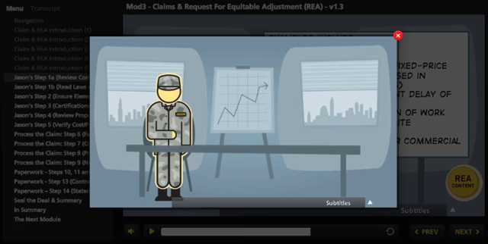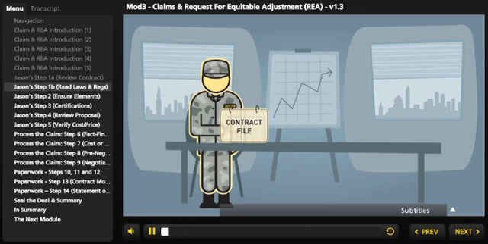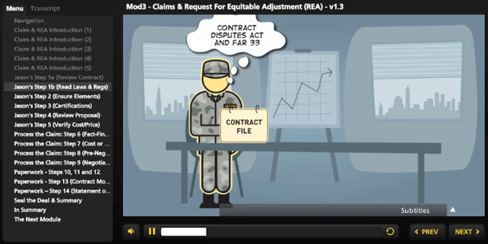Here are examples of some clauses that may be used as the authority to issue an equitable adjustment. Then Jason will read the regulations and guidance. Claims follow the Contract Disputes Act of 1978 as implemented at FAR Part 33.